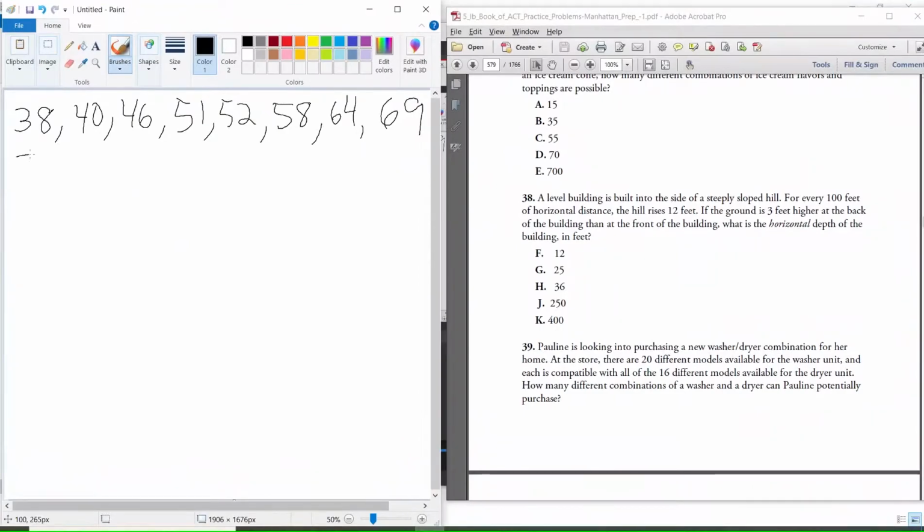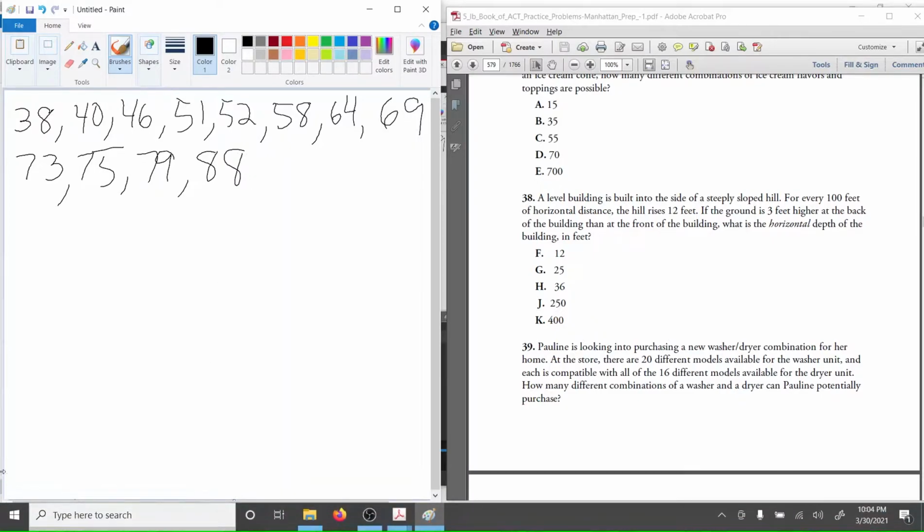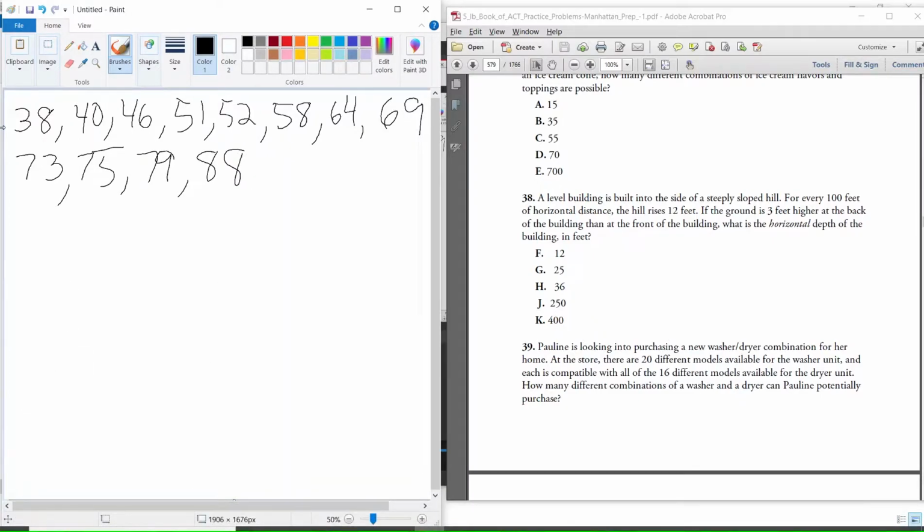73. I don't know why that happened. 75. 79. I think my elbow hit the computer. 88. Okay, now we will be able to cross these out as we go. And I'm trying to figure out what I did there. I don't know. Who cares?